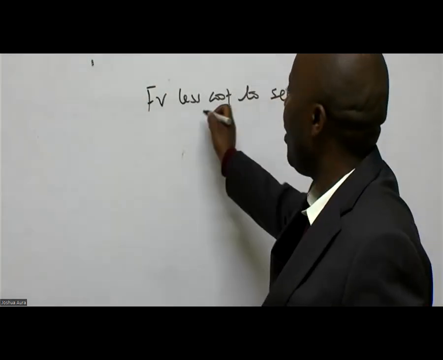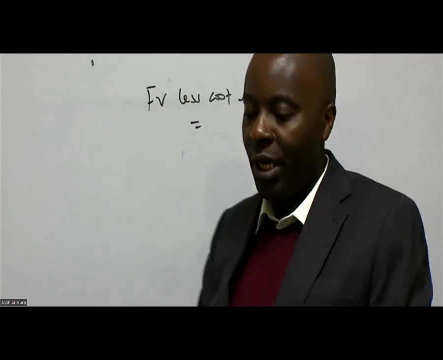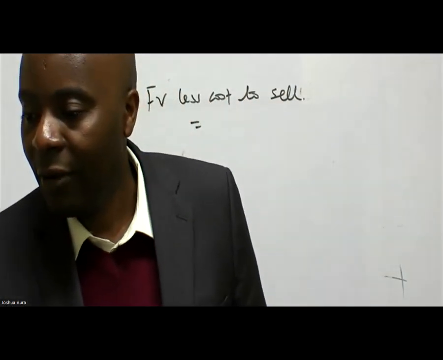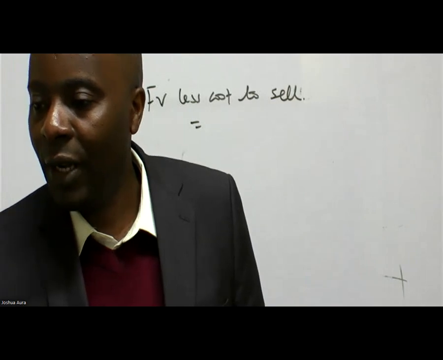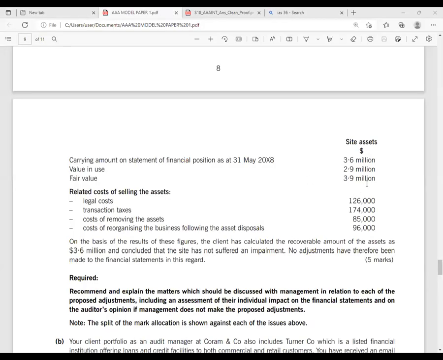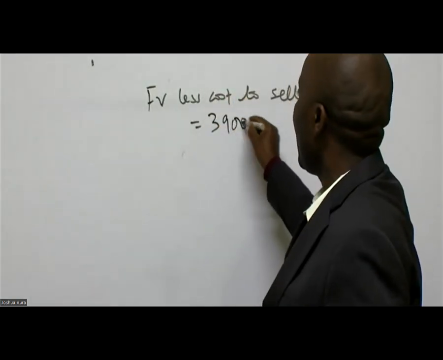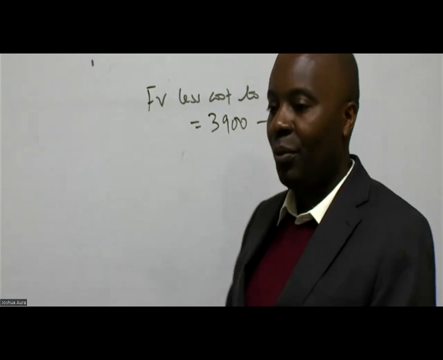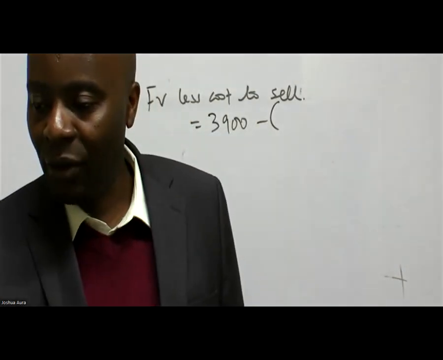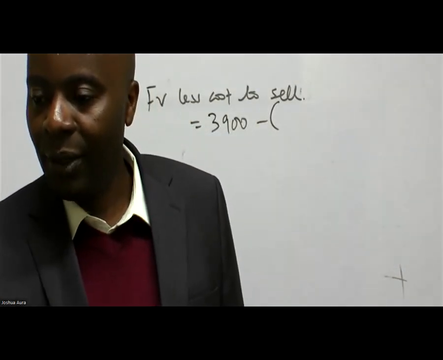So fair value, they've given us a figure of what here? 3.9. So this is 3,900, if I put my figures in thousands. So we have 3,900 minus open brackets.